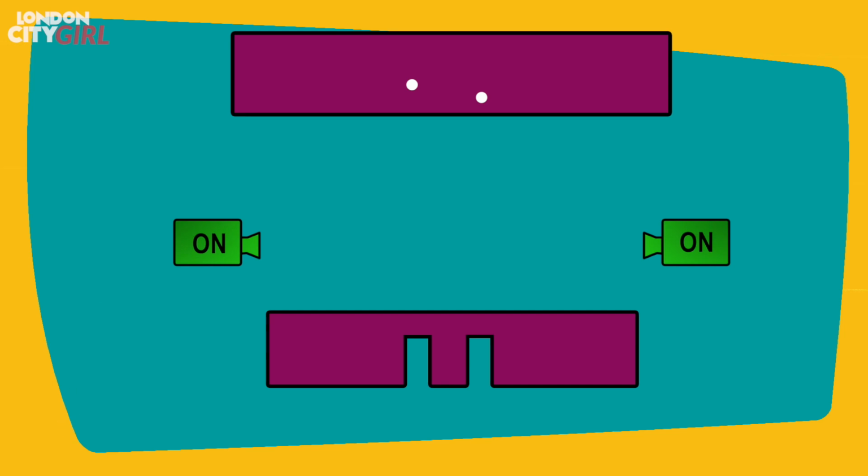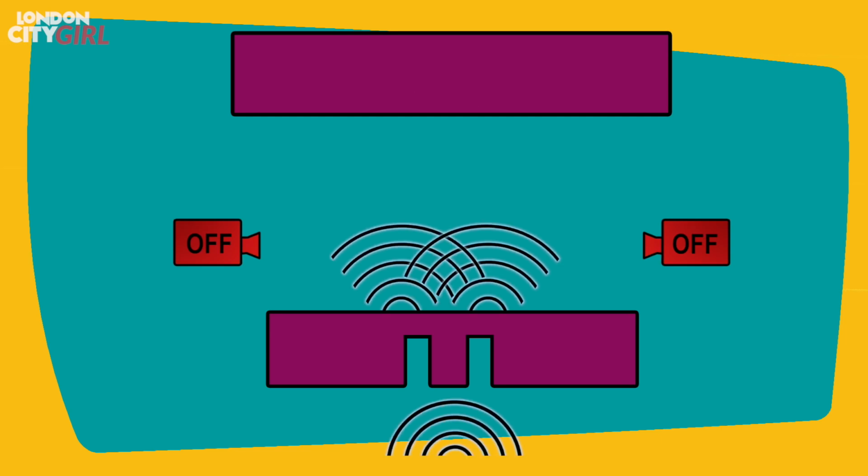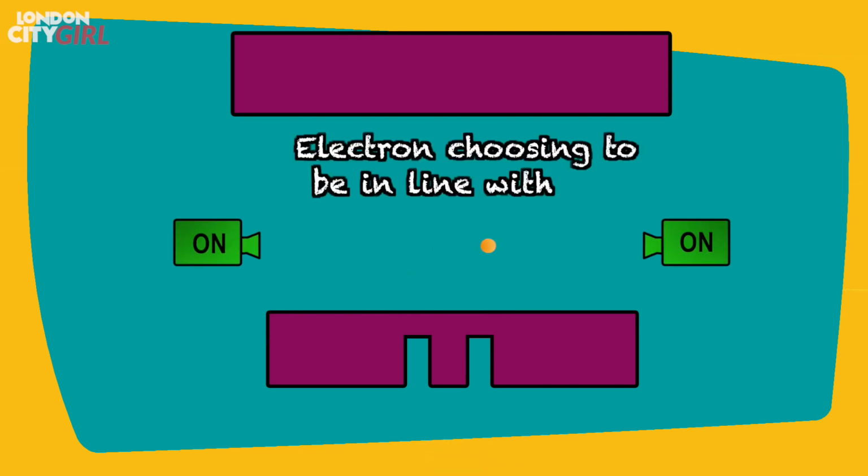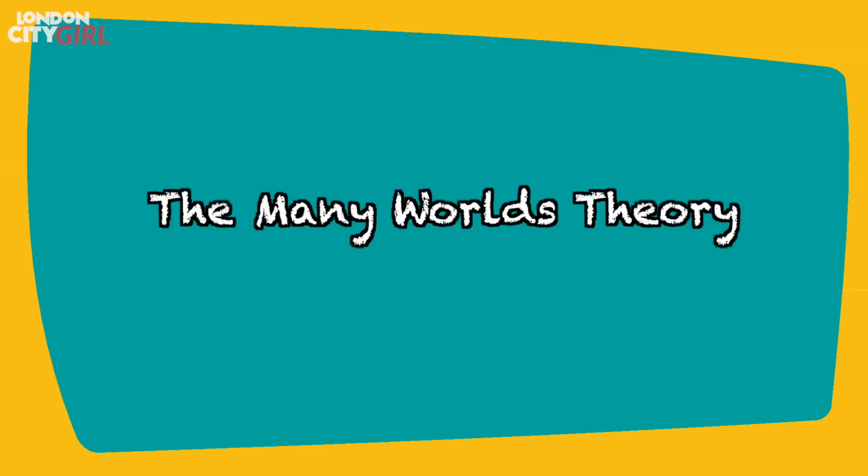So what's actually going on here? Are the electrons actually time traveling? Well, quantum mechanics says that the electrons did not go back in time, but that they did in fact go through both of the slits at the same time, but that as soon as the detectors were switched on, the electrons collapsed their wave functions, choosing to be in line with one or other of the slits and erasing all evidence of their superposition. The many worlds theory.